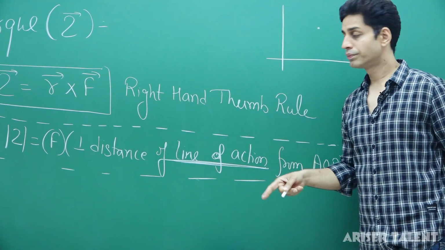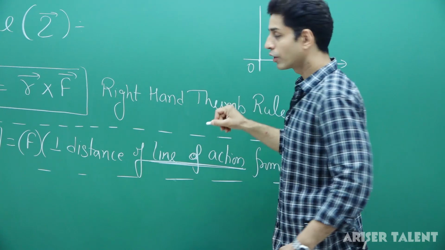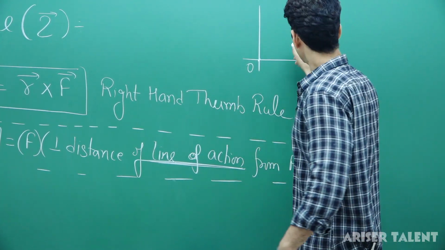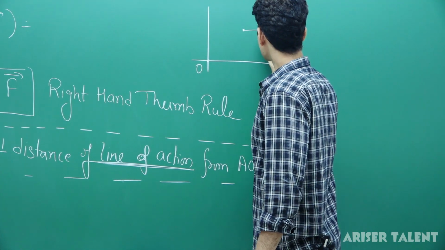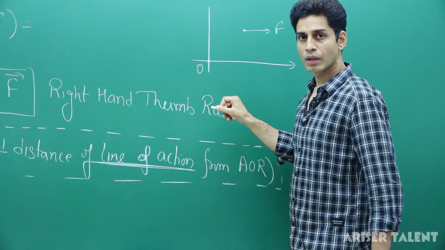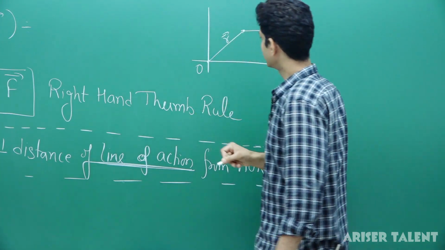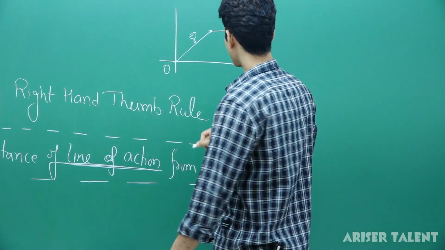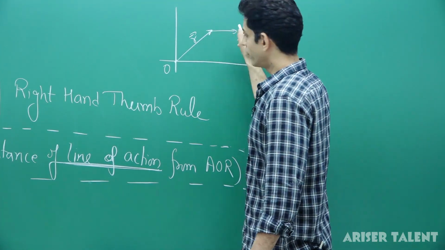Now, in this case, we are finding the torque about this origin. This is a point where you are applying a force like this, F. This is the position vector R. Now, this is the R vector, this is the F vector.